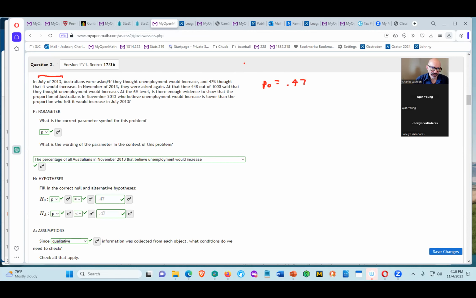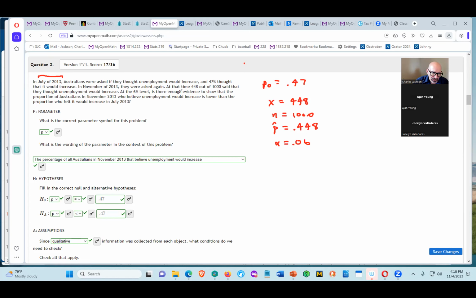Then later, they were asked again, then we get an x of 448, a little n of 1,000. So p hat is 0.448. Alpha is 0.06. There's a 6% level of significance. So alpha equals 0.06.